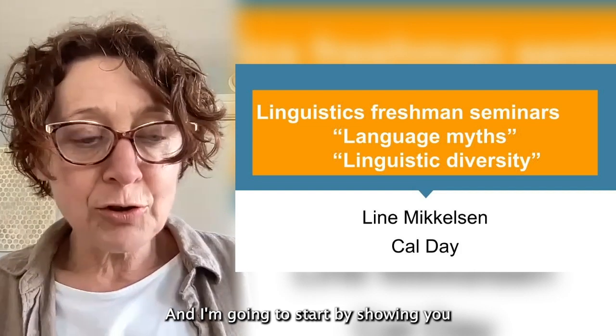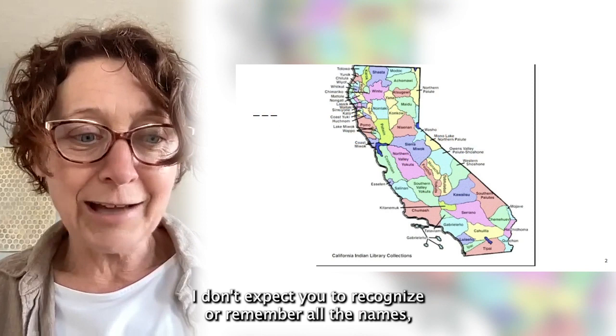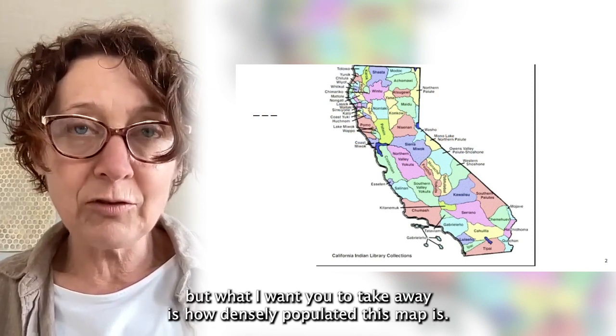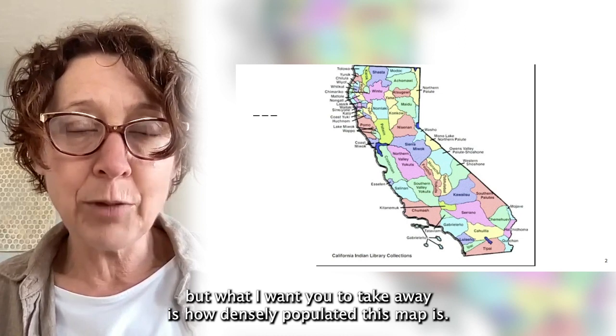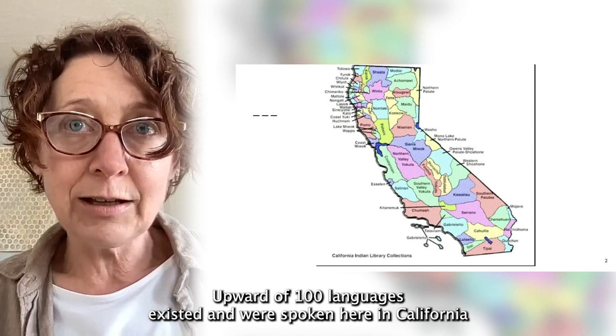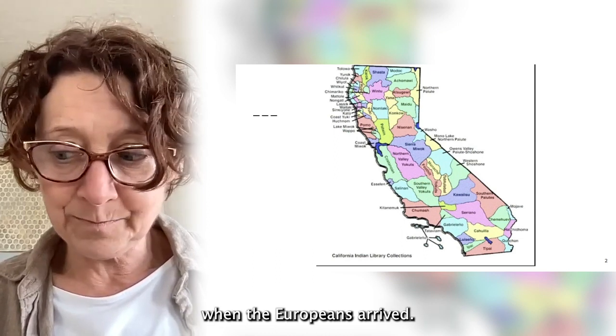And I'm going to start by showing you a map of the indigenous linguistic landscape of California. I don't expect you to recognize or remember all the names, but what I want you to take away is how densely populated this map is. Upward of 100 languages existed and were spoken here in California when the Europeans arrived.